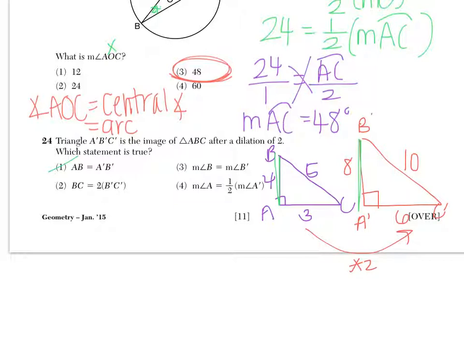BC is equal to twice B prime C prime. So BC is the length of 5. It's supposed to be equal to 2 times B prime C prime, 10. 5 is not equal to 20, so 2 is not our choice.